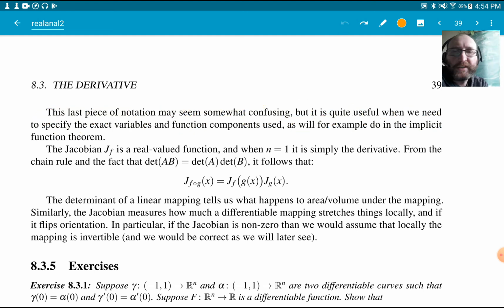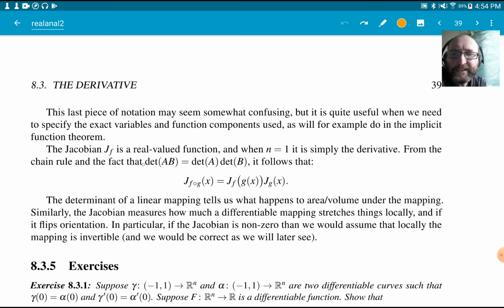Now, if you're in one dimension, then the determinant of the matrix, if it's a 1-by-1 matrix, is just that one entry, right? So it's simply the derivative. So in one variable, it's exactly the same thing.